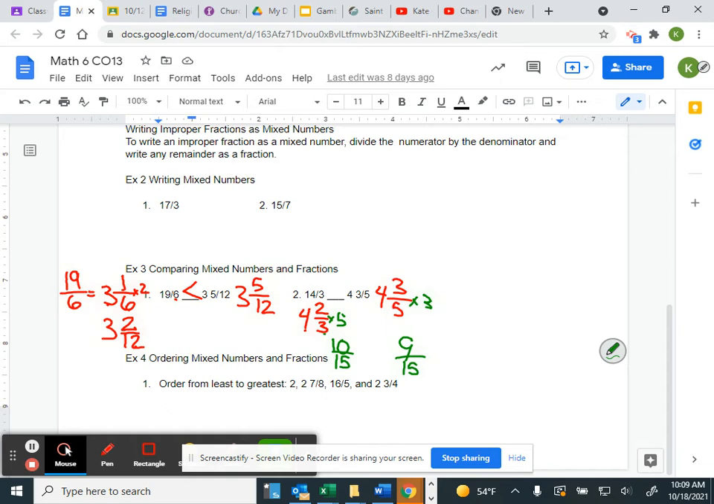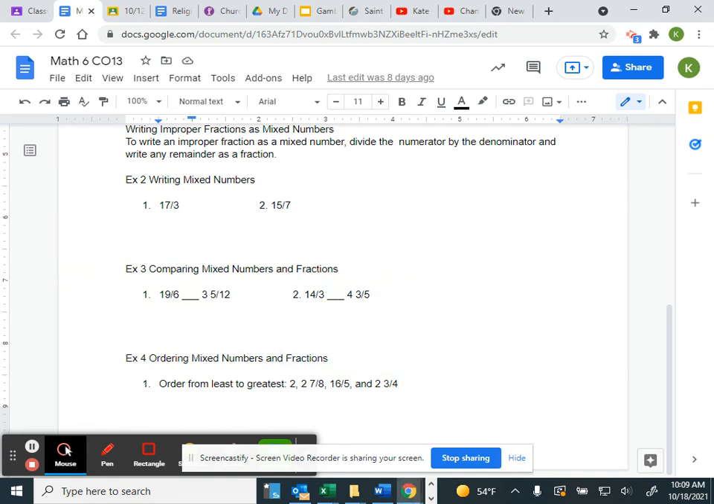Is 14/3 less than or greater than 4 3/5? Greater than. It is greater than because my 10 is bigger than the 9. So you've got to break it down and go step by step when we are comparing these mixed numbers and improper fractions.